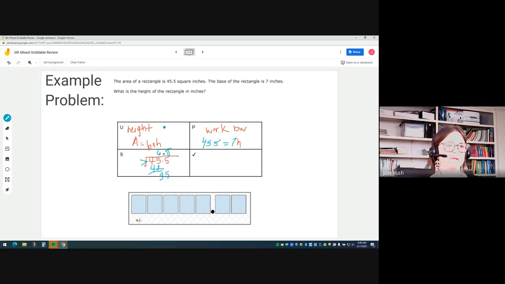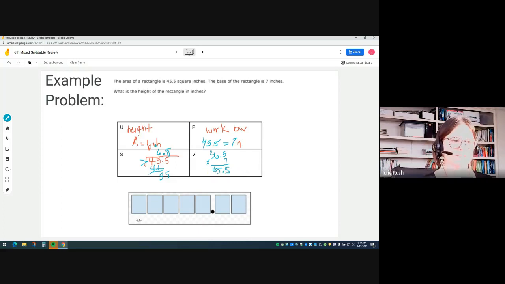To check it, I'm going to use the opposite of what I used to solve. So we're going to do 6.5 times 7. So 7 times 5 is 35. Carry the 3. 6 times 7 is 42, plus 3 is 45. I have one decimal place, so I'm going to put that decimal place right there. And we sure enough got the same answer that we started with.